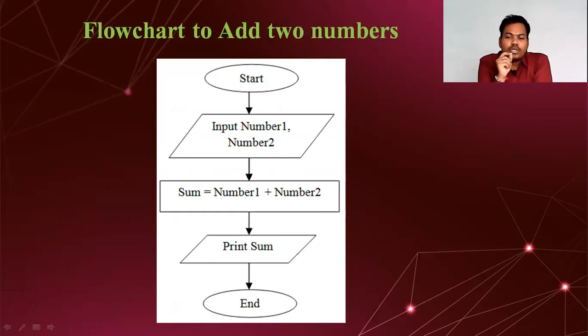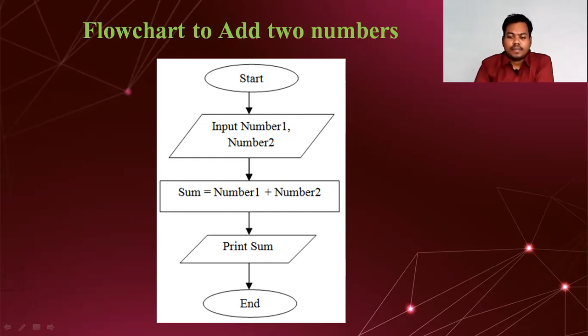Let's see the flow chart to add two numbers. This is the flow chart to add two numbers. See, start and end are represented through oval shapes, right? And in the middle, a parallelogram: input two numbers, number one, number two, that will be stored inside two variables. Input is given by the user, so that is represented using the parallelogram.